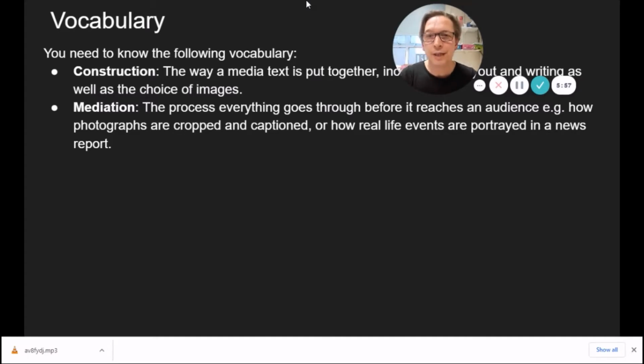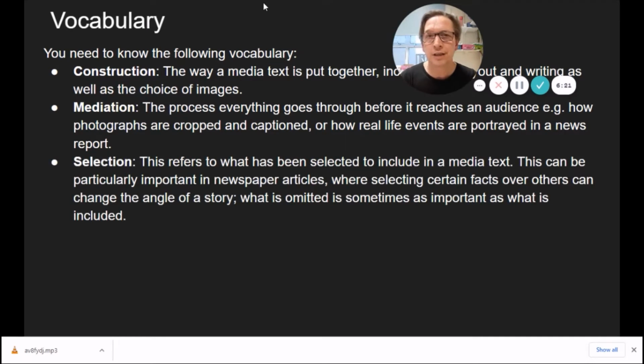So, this idea of mediation, everything goes through this mediated process before it reaches you. So they crop the photographs, they caption them, they choose the photographs they're going to use to best suit their particular story and the angle that they're choosing for the story. How real life events are portrayed in a news report. These are all examples of mediation. Selection is one of the parts of mediation. It's what's been selected. So if you've got 100 photographs, you can only put one of them. But which one? Well, it depends what story you're reporting.